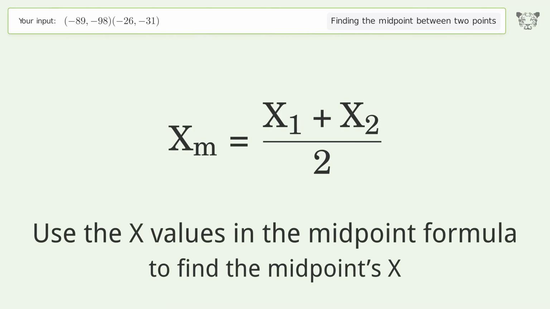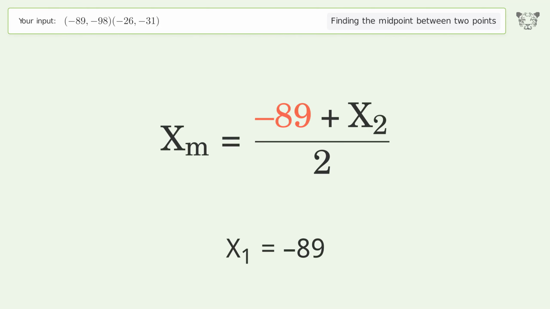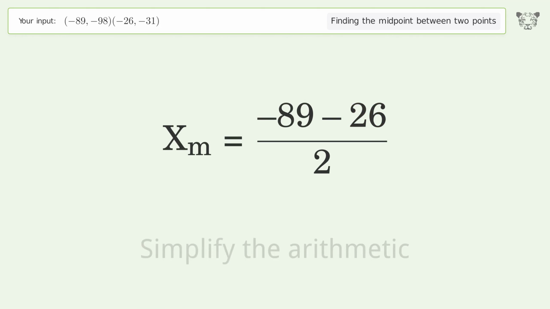Use the x values in the midpoint formula to find the midpoint's x. x1 equals -89. x2 equals -26. Simplify the arithmetic.